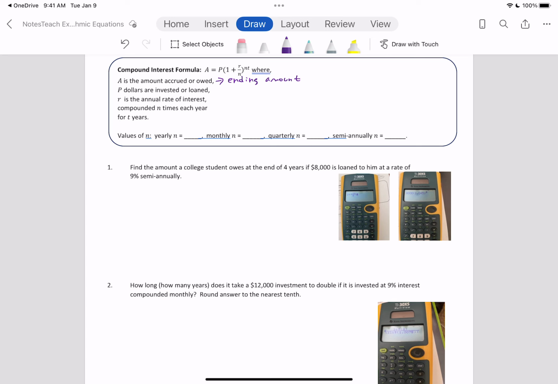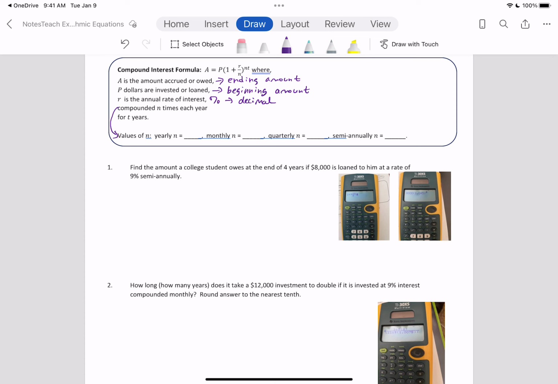The P is the amount that is invested or loaned. So this is the beginning amount, or I've called it our pocket money before. R is the annual rate of interest. And remember, it's probably going to be reported as a percent, but when we use it, we will have to change it to a decimal to put it into our problem. N is how many times a year they're going to compound the interest.